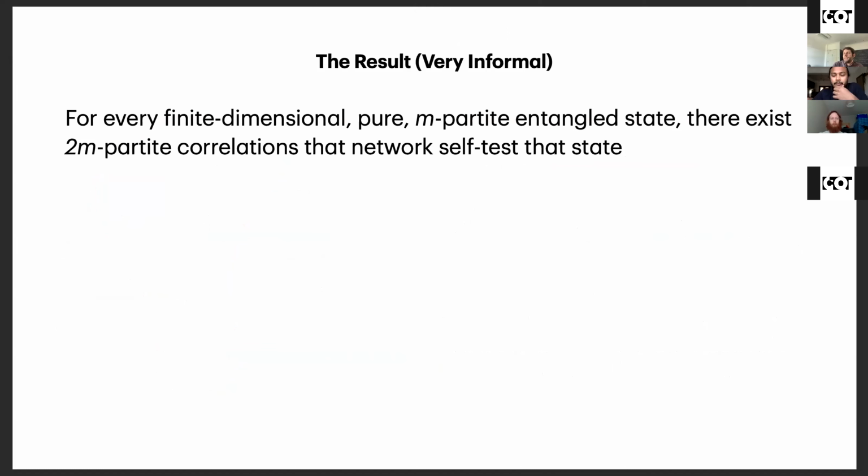And so our result is informally that for every finite dimensional pure m-partite entangled state, so throw as many acronyms as you want at it, there exist 2m-partite correlations that network self-test that state. Okay, so we have a network of 2m parties, and we look at the correlations generated by this network of 2m parties, and we can conclude something about a quantum state shared by m of those parties.